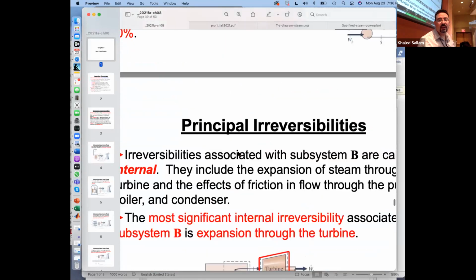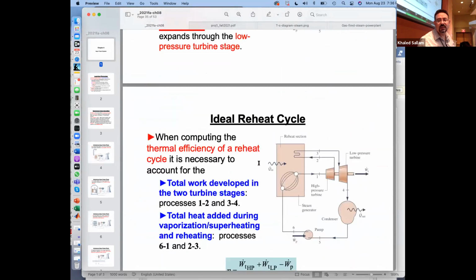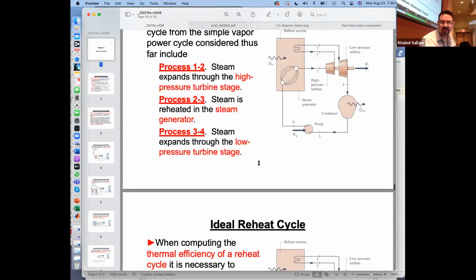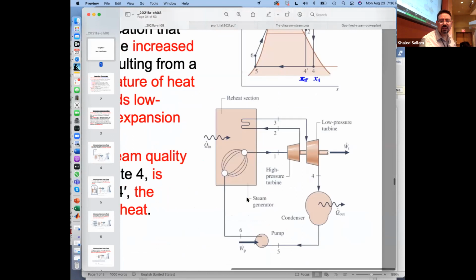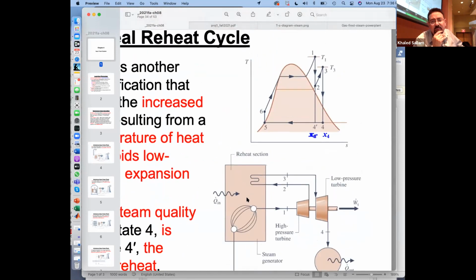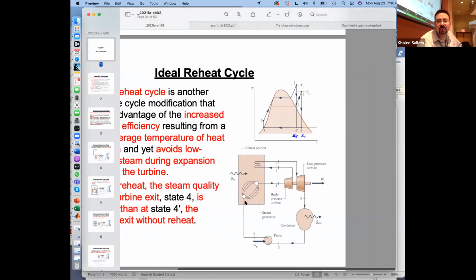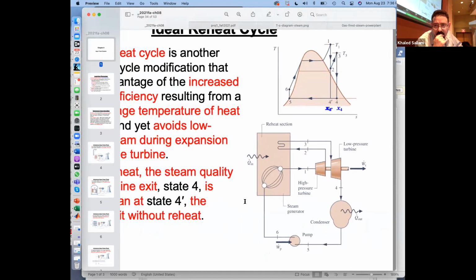For example, look at this reheat cycle. What is the relation between P1 and P6? P1 is the pressure leaving the boiler into the turbine. P6 is the pressure of the pump. What do you think? Same, P1 higher, P6 higher.